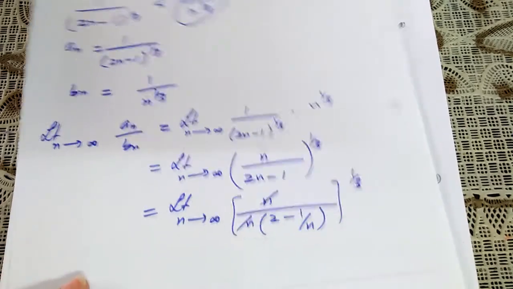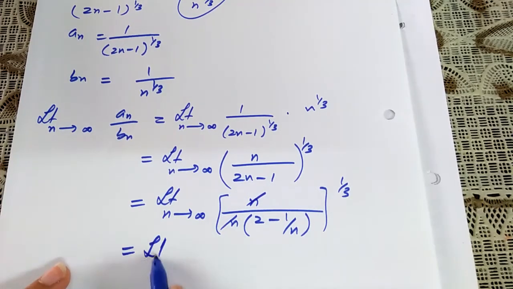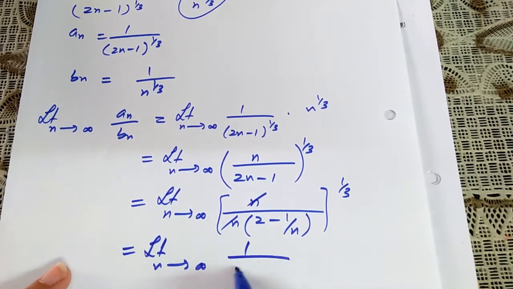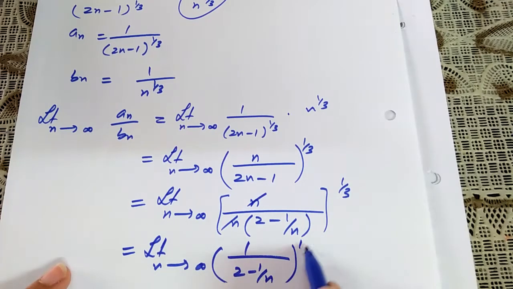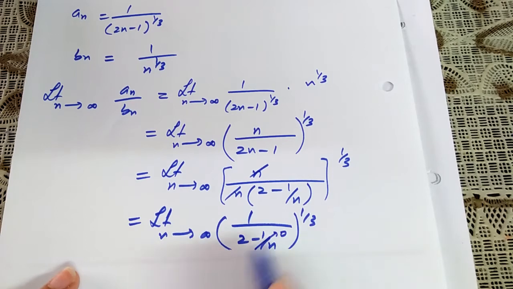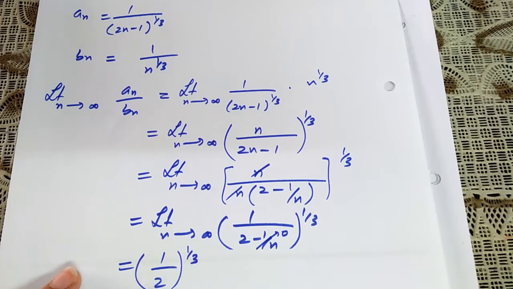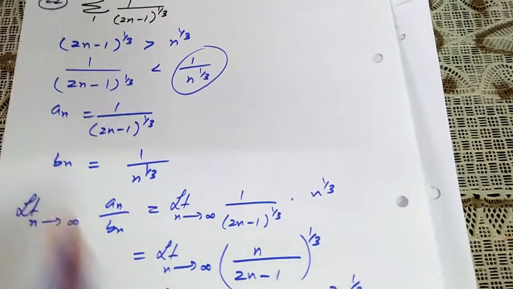The n and n can be cancelled out. So we get the limit as n approaches infinity of 1 over (2 minus 1 over n) raised to power 1 over 3. If I apply the limit n approaches infinity, this term goes to 0. So I will get 1 over 2 raised to power 1 over 3, and this is not equal to 0. So observe the behavior of bn now.